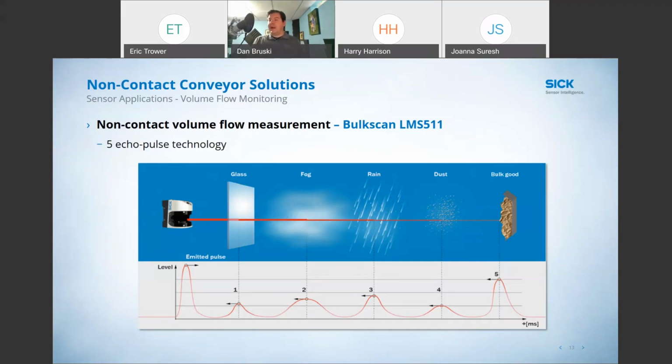This gives the bulk scan highly reliable measurements, even under harsh weather conditions or internal conditions, even if it's inside. The cement dust, of course, is quite intense. Rain, fog, other conditions. Another advantage of the 5 echo pulse technology is allowing for the sensor to be mounted in an additional enclosure with a glass window to protect the device further. The sensor is smart enough to pick up all those different echoes and returns and actually get through and see the final return from the material on the conveyor.